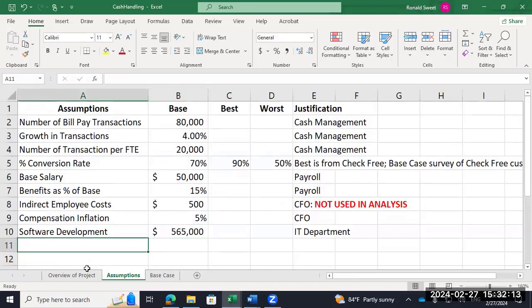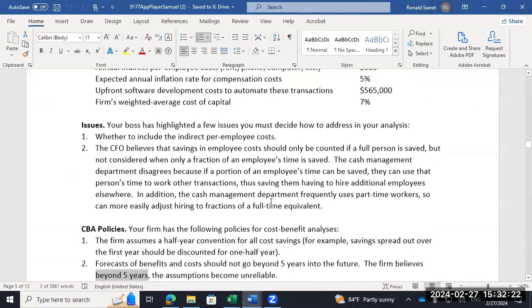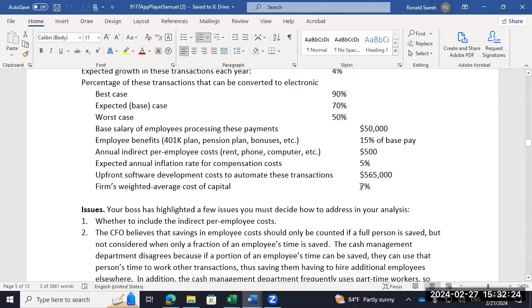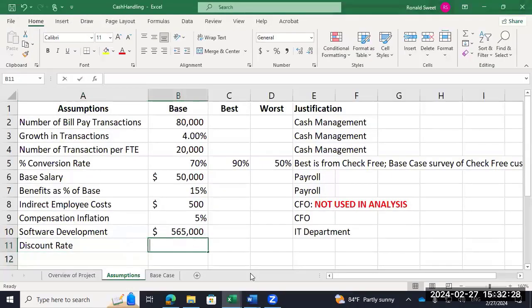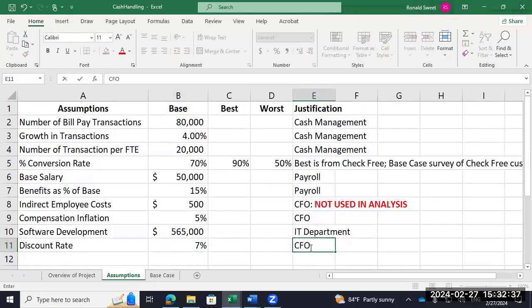I didn't put that in here, so I've got to add the discount rate. So go back to your assumptions and add the discount rate. Our discount rate is 7%. That's not USAA's discount rate, but we'll use 7%. That comes from the CFO.